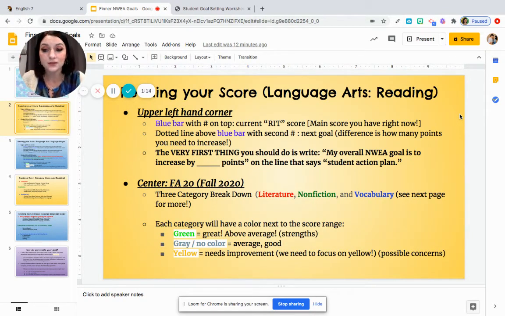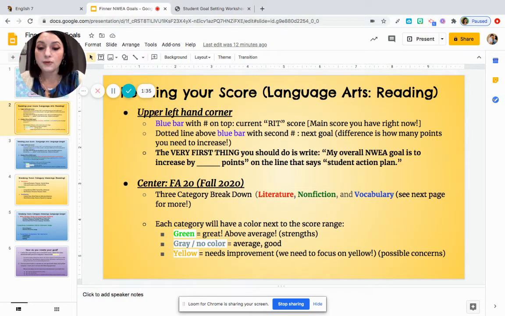I've already had lots of students ask me, Mrs. Finner, where do I need to be? That's relative to how you scored. So your strengths and weaknesses are going to be different than your friend or the person who sat next to you, right? So these goals are individual to you and what you personally need to have growth on.